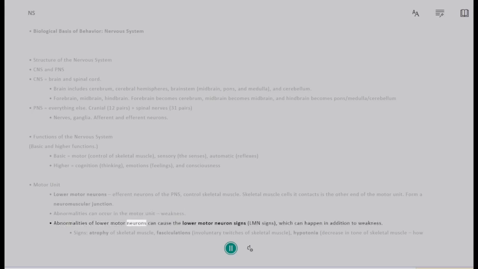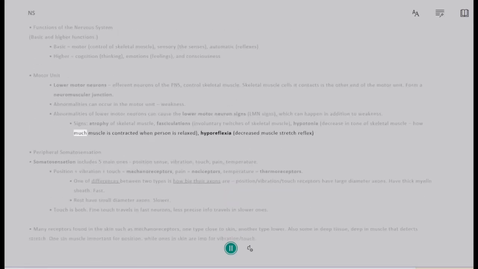Abnormalities of lower motor neurons can cause the lower motor neuron signs, LMN signs, which can happen in addition to weakness. Signs: atrophy of skeletal muscle, fasciculations, involuntary twitches of skeletal muscle, hypotonia, decrease in tone of skeletal muscle, meaning how much muscle is contracted when the person is relaxed, and hyporeflexia, decreased muscle stretch reflex.